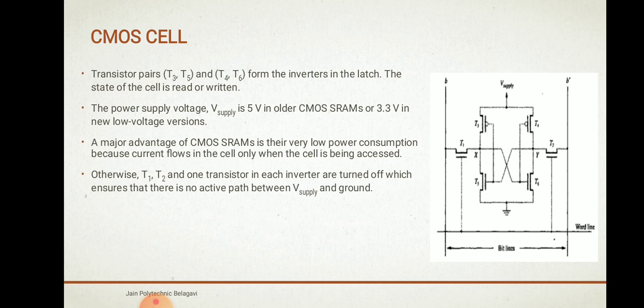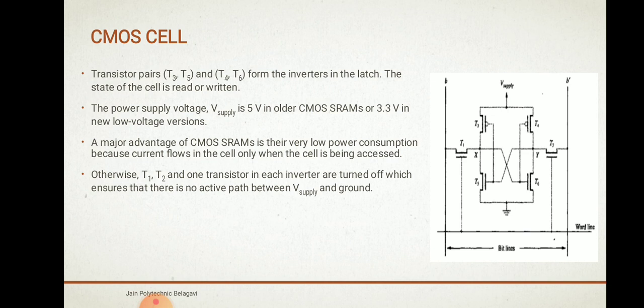Now after we discuss the read and write operations on the SRAM cell, the next type of cell is the CMOS cell. As you can see in the figure, this is a type of CMOS cell. There is a transistor pair T3 and T5, and T4 and T6 are the other transistor pair, which form the inverters in the latch. Now the state of the cell is either read or write.